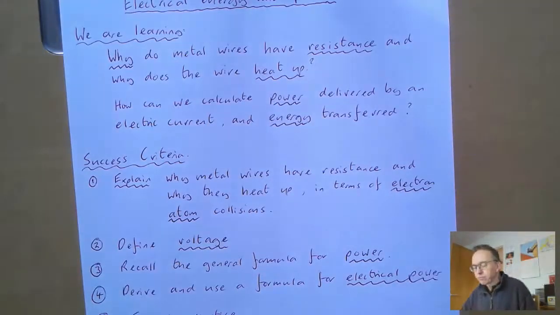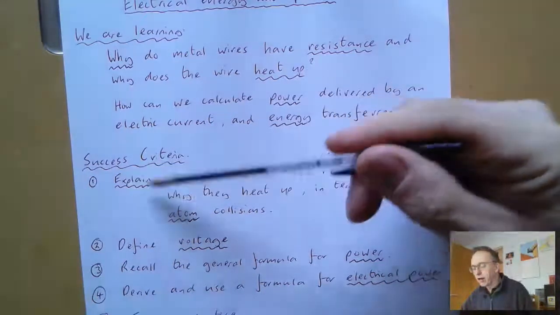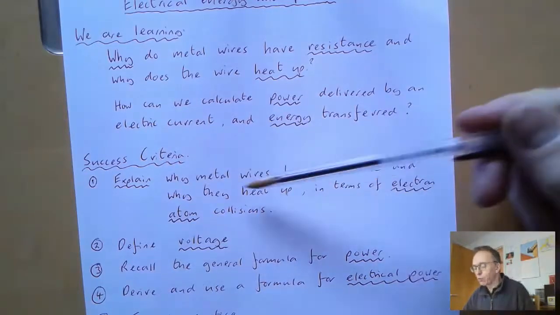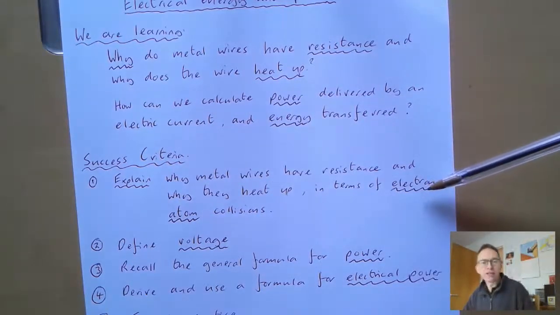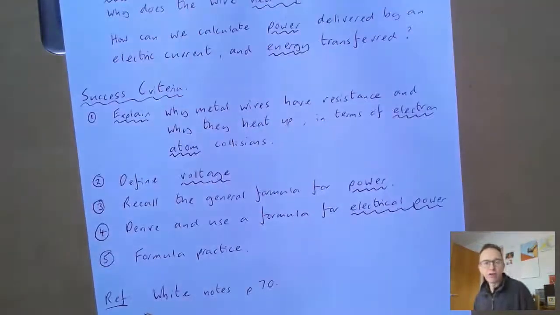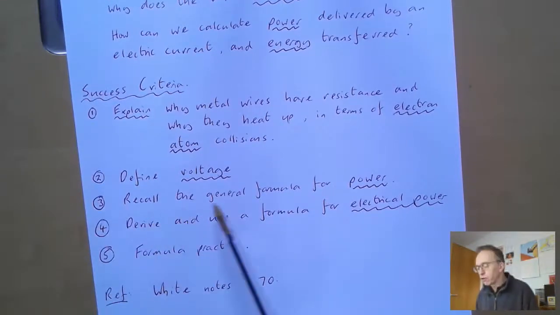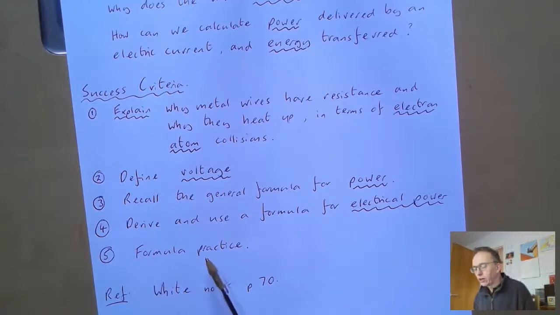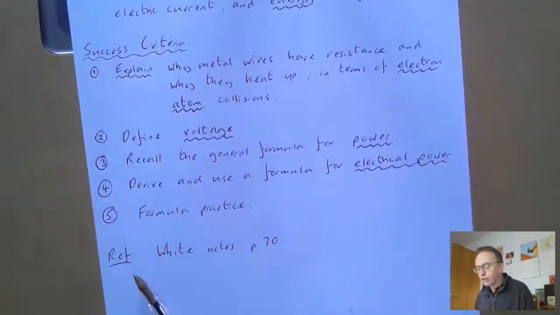Okay, so by the end of this lesson, we should be able to do these things. We should be able to explain why metal wires have resistance, and why they heat up in terms of electron-atom collisions. We should have defined voltage more precisely than we have done previously. You should be able to recall the formula for power. You should be able to derive and use the formula for electrical power, and then you'll be able to practice the use of those formulas on a question sheet. And the reference for this lesson is the white notes, page 70. Okay.